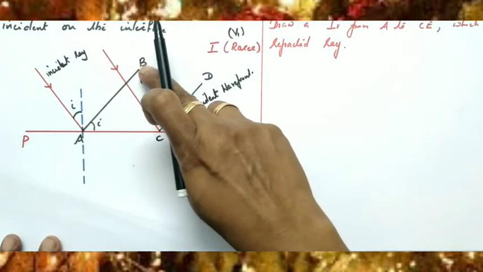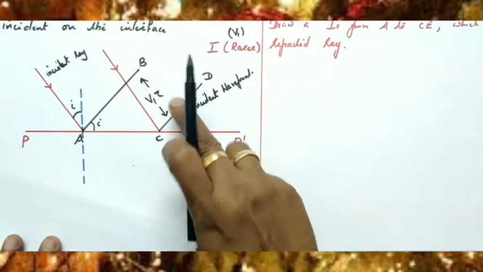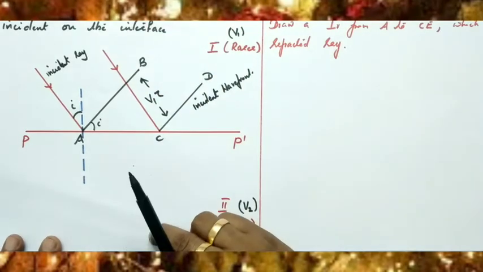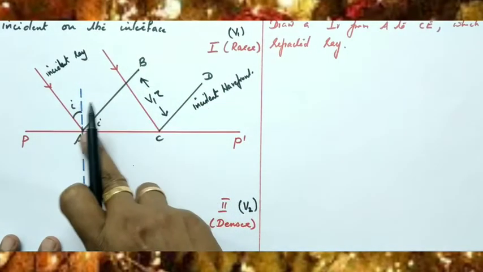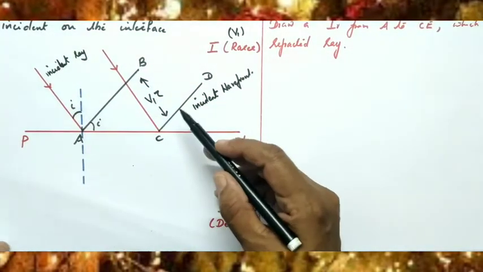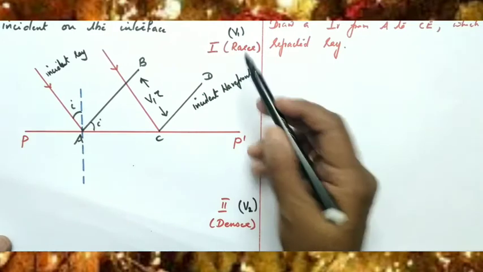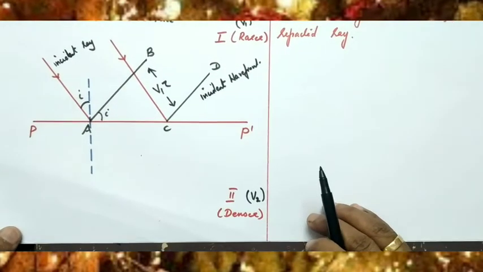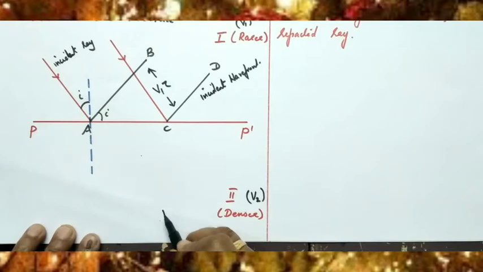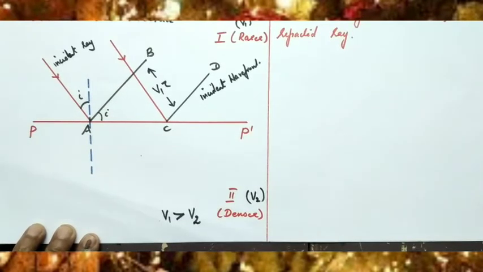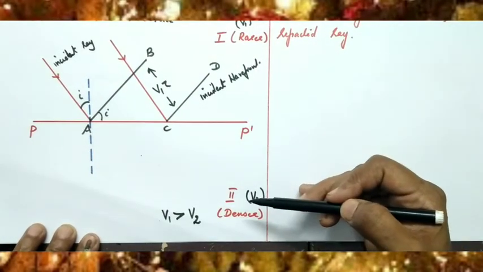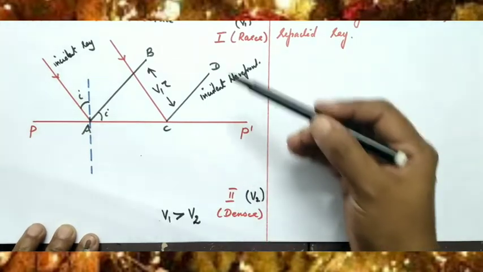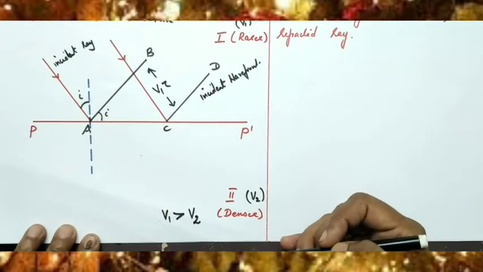Clear children? So, V1 tau is the distance between two incident wavefronts, and the distance between two refracted wavefronts will be V2 tau. Taking V2 tau as radius, we can draw a sphere from the point A. V1 is the velocity of light in the rarer medium, and V2 is the velocity of light in the denser medium. We know that velocity in the rarer medium is always greater than velocity in the denser medium. When a ray of light is traveling from rarer to denser medium, what happens to its velocity? Velocity decreases.